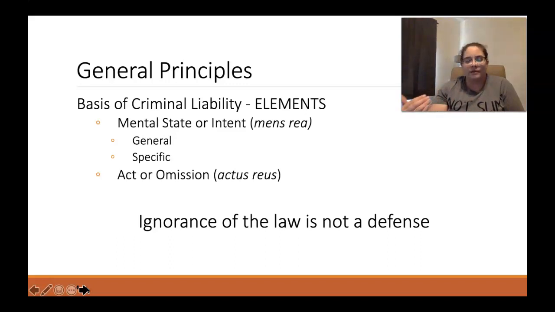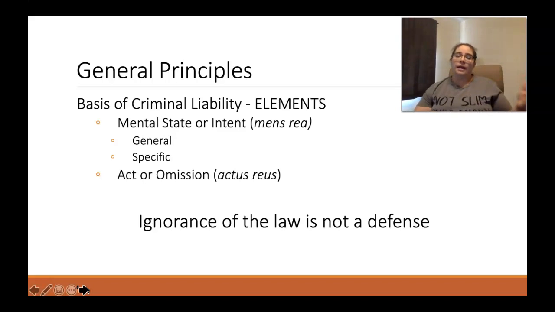You always have to have a mental state in order to have a crime occur. If you are voluntarily intoxicated and you don't know that you did a crime, that could be a defense. If someone roofies you and you commit a crime, that may not be a crime because you're not acting with the mental state or intent required under the law.